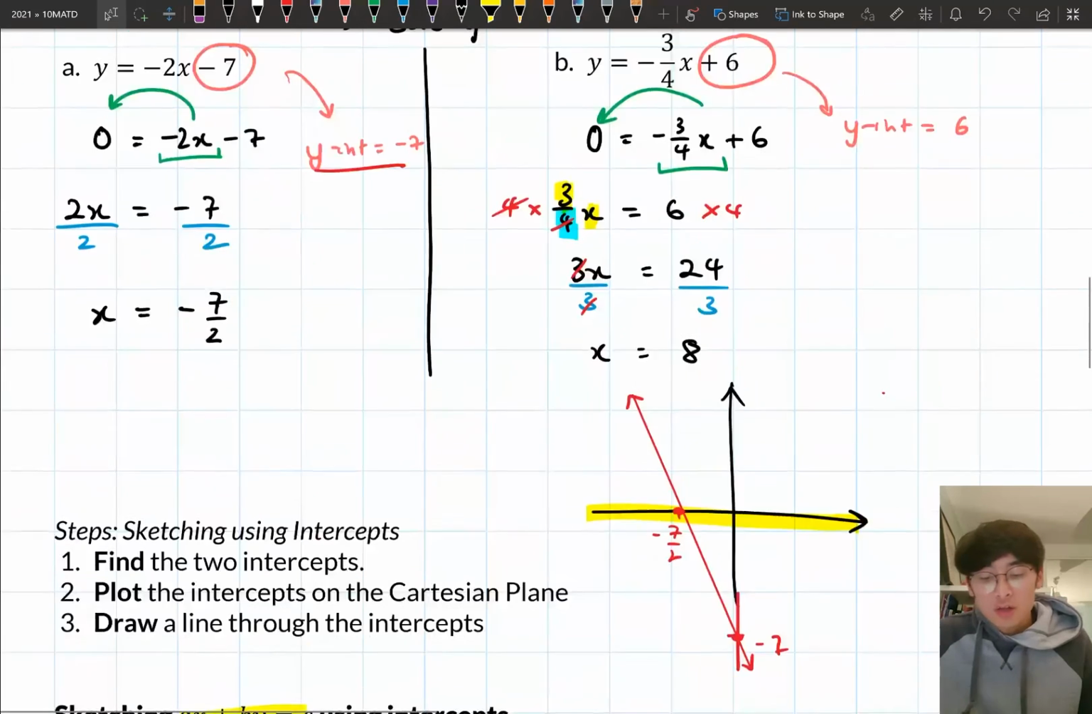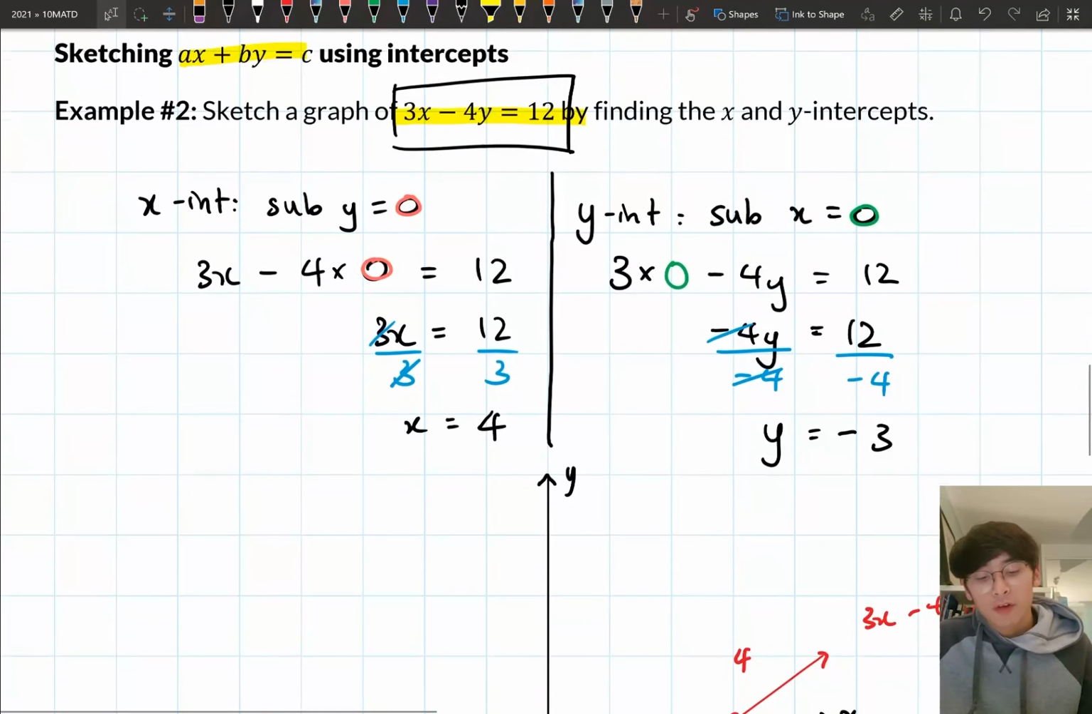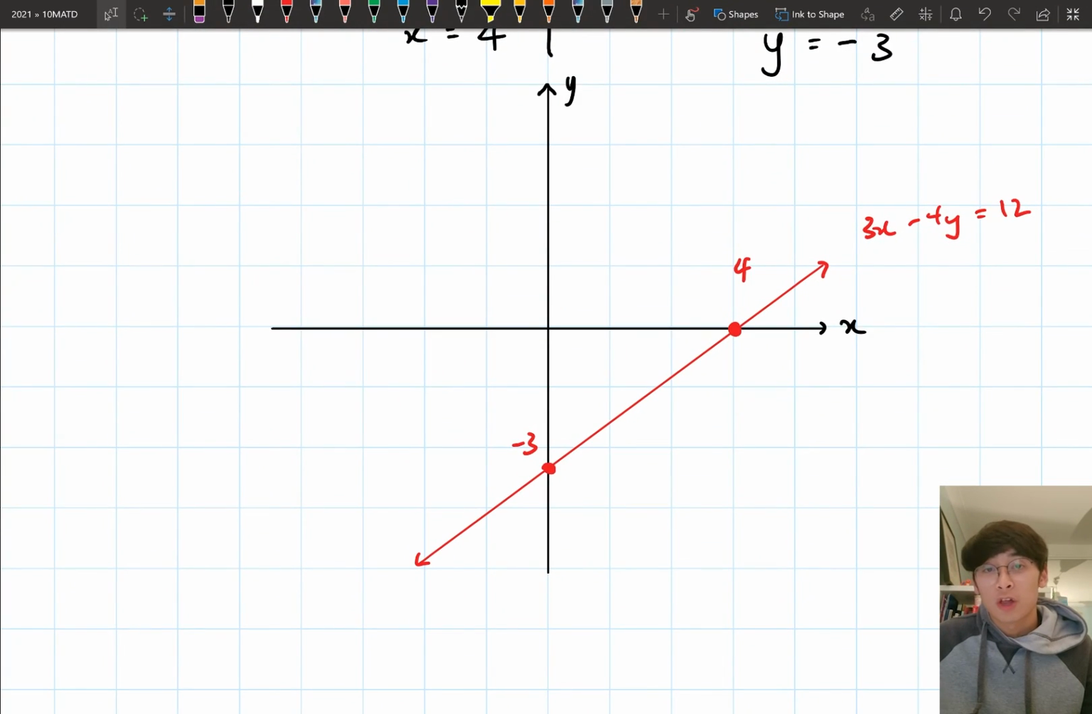Then we actually used this to sketch a line on a Cartesian plane using the intercepts. The steps were: find the two intercepts, put them on a Cartesian plane, and then draw a line through those intercepts. And we went through 2 examples of how to do this with different forms of equations.